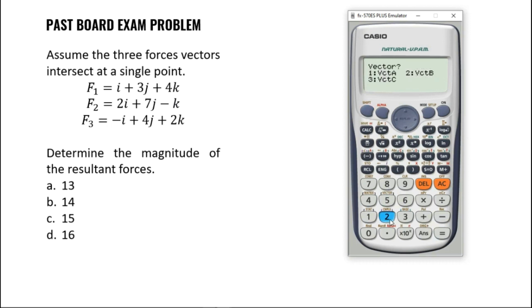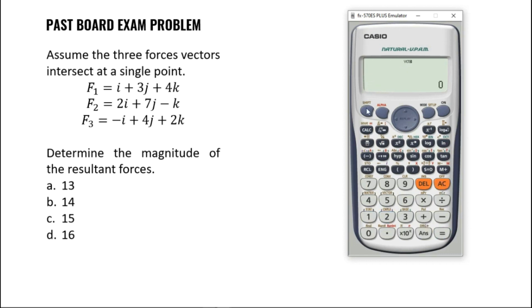Then data. Save muna natin lahat ng data, guys. So 2. So 1. 3-dimensional din siya. So 2. 7. We have here negative 1. Then for force 3, sa C natin siya, guys, ilagay. So vector C. Then we have here shift vector, so data. Then vector C. Then 3-dimensional din siya. So we have here negative 1. We have here 4 and 2.